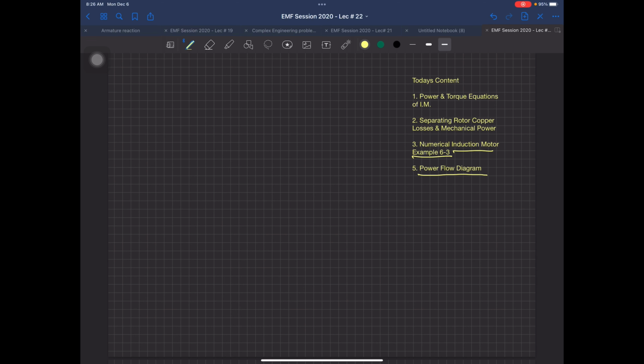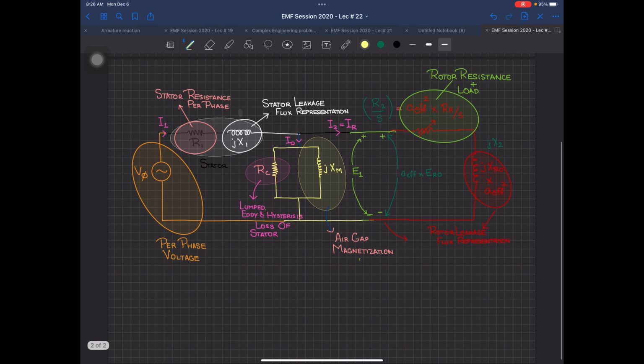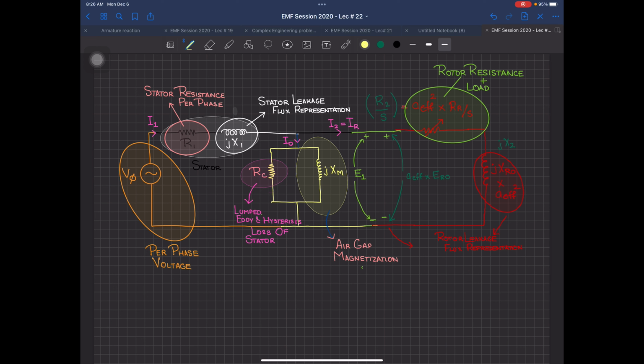For those who have still not done anything from the previous lecture, this is the equivalent circuit we made for the induction machine, with all the representations shown. This is the circuit referred to the stator, so you can see everything in detail. You have the per phase voltage.